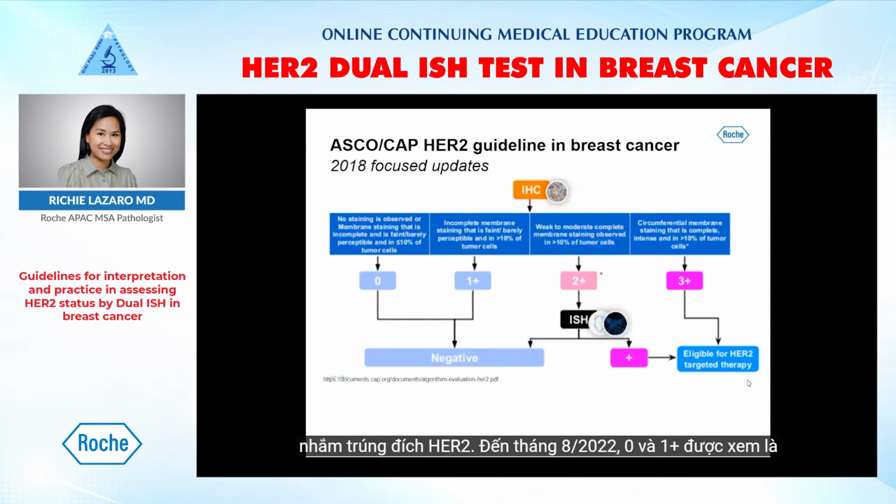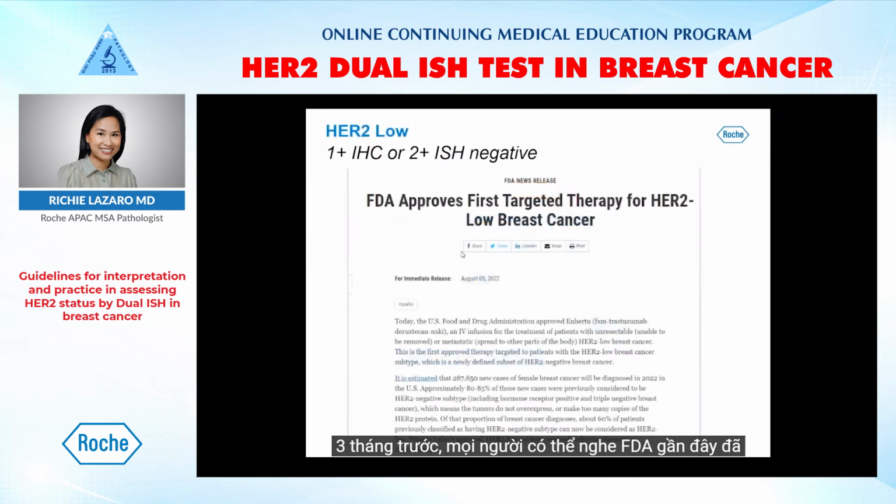Until last August 2022, 0 and 1+ were considered HER2 negative, for which there was no targeted therapy available. 3 months ago, you might have heard of the recent FDA approval of the first targeted therapy for HER2 low breast cancer.